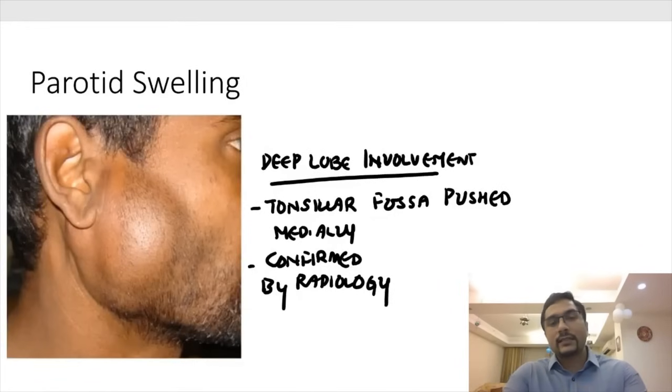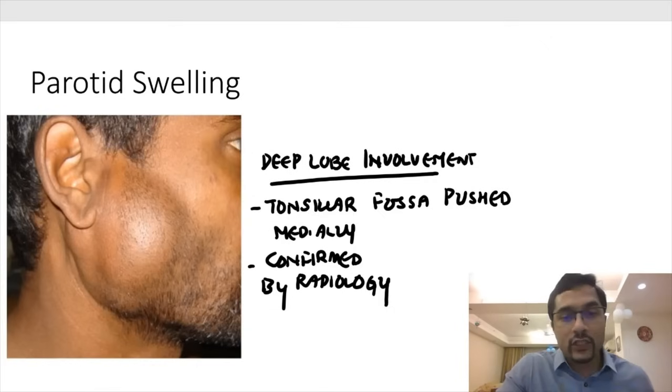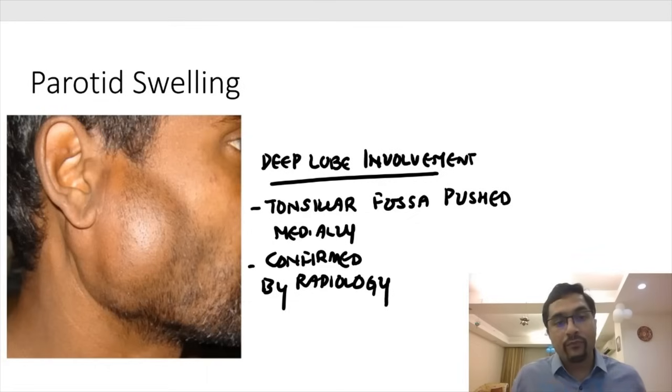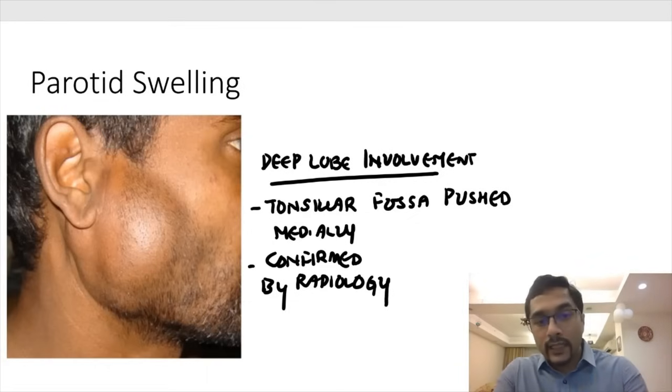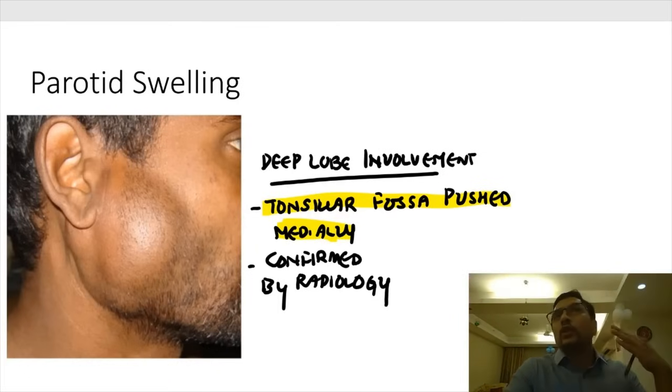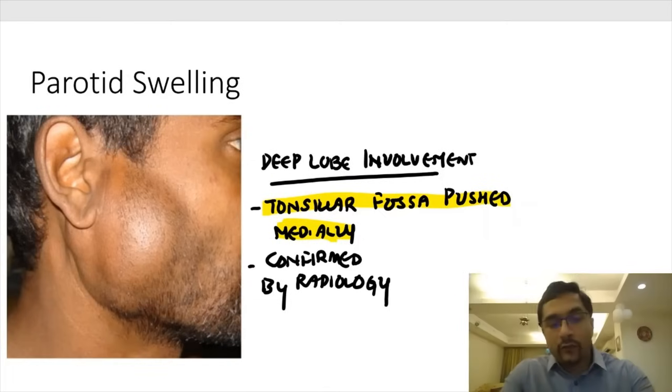Another question in last year's exam, and this was a very good question. How do we know about deep lobe involvement on clinical examination? In the parotid, there is a superficial lobe and there is a deep lobe. If the deep lobe is enlarged, and you ask the patient to open the mouth, the tonsillar fossa on that side will be pushed medially. Of course, the confirmation is by radiology.